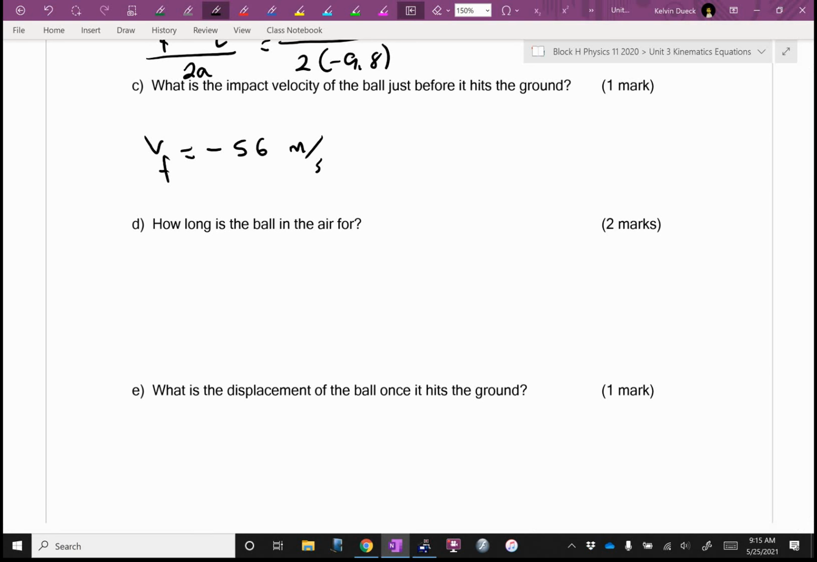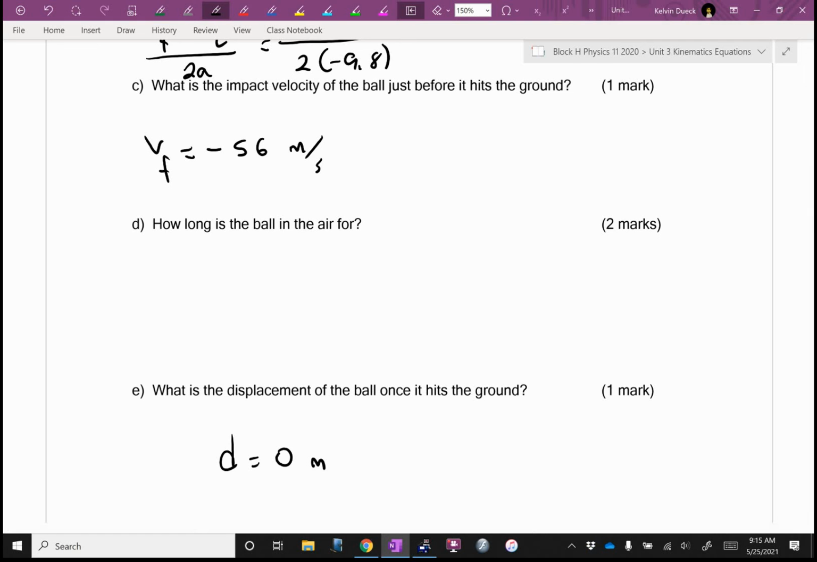What's the displacement? 0? Because how high were you when you started? 0. How high were you when you finished? 0. What's your change in position? 0. Your displacement is 0. You can put meters there, but 0 if you don't put the units. I don't freak out. Now let's do D.